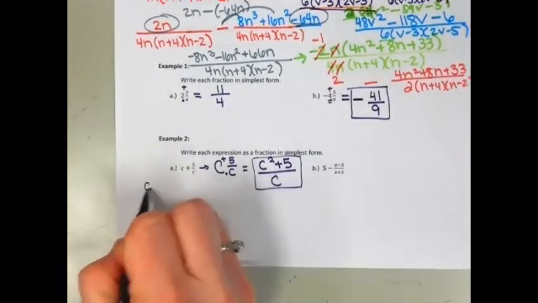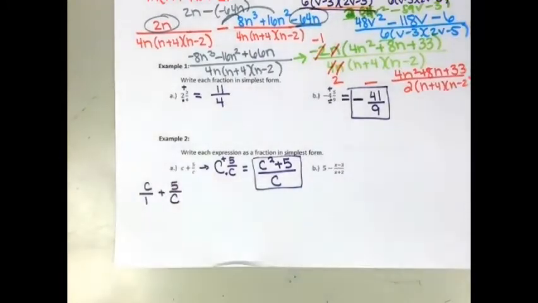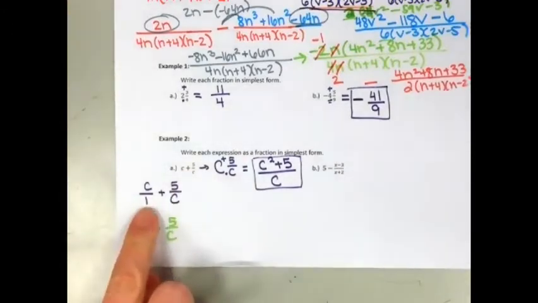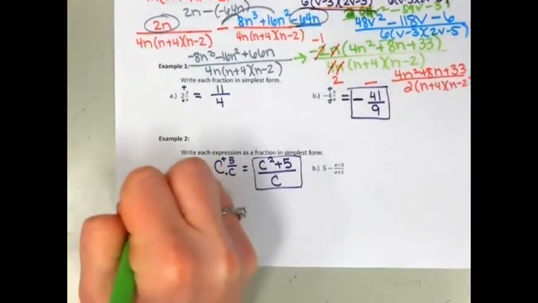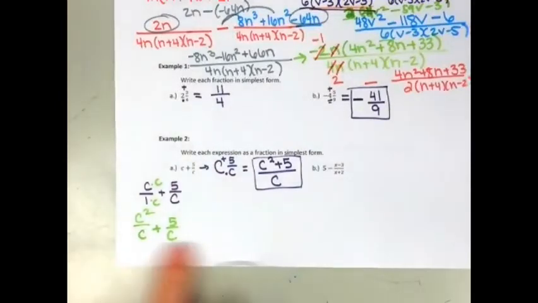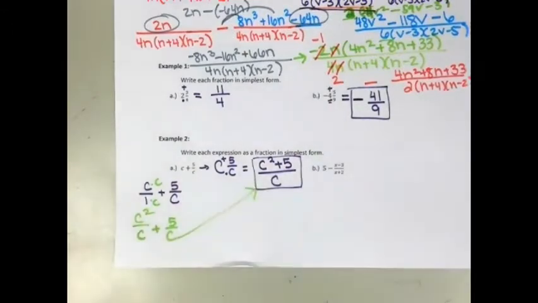The second way is finding our common denominator. So if I have C over 1 plus 5 over C, what is my common denominator here? C. So the 5 over C stays, but what did I have to multiply 1 by to get to C? C, and what's C times C? C squared. And now we can add, and the numerator is C squared plus 5, right? Does that make sense?